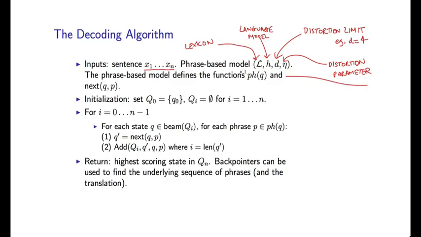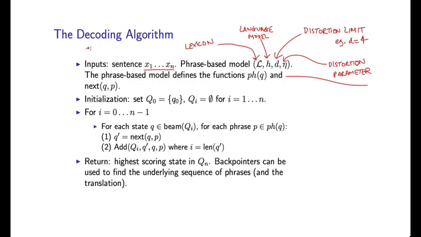So given the input and the phrase-based model, we can define these functions ph of q and next of q, p. Remember, ph is a function that takes a state as its input and returns the set of phrases that can follow that state. And next of q, p takes a state together with a phrase and returns the next state, the state formed by concatenating this phrase to this state q.